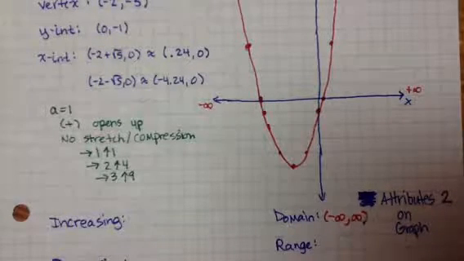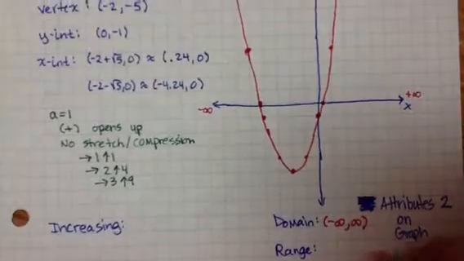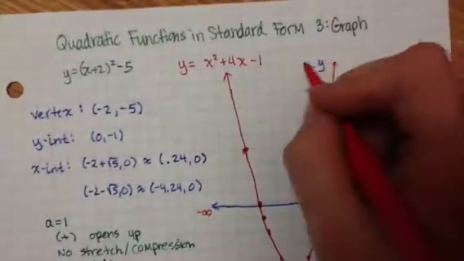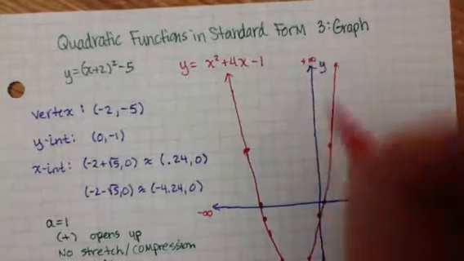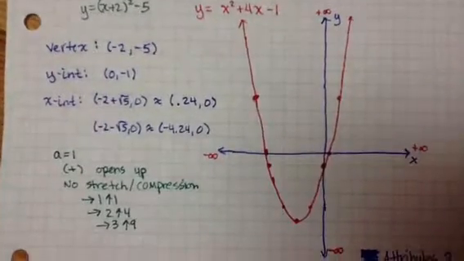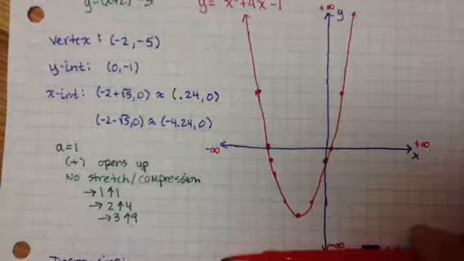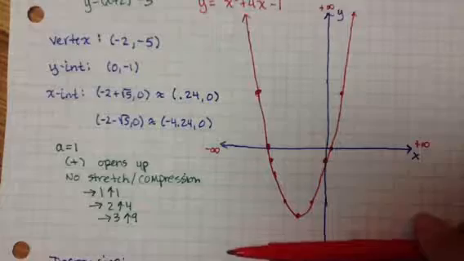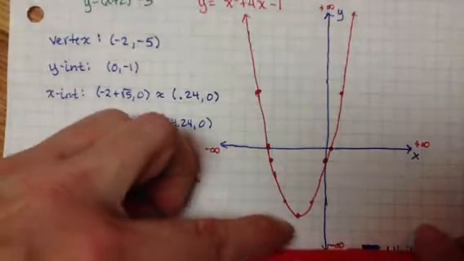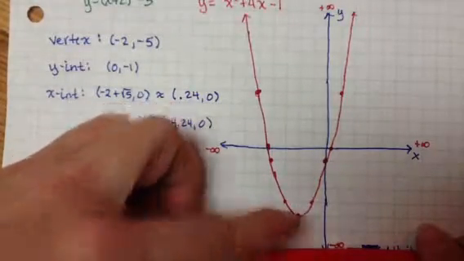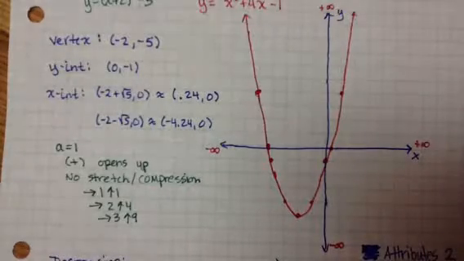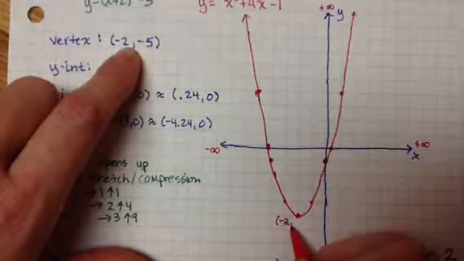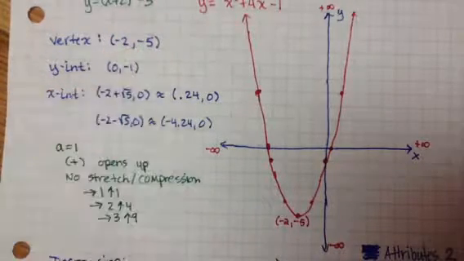Now the range is a different story. For the range, we start reading at negative infinity. The bottom arrow is negative infinity for the y values, and the top arrow is positive infinity. As I scan my graph from bottom to top, is there any graph down at negative infinity? No, there's not. The graph does not start until this point right here, which is the vertex. We already knew the vertex from before was at negative 2, negative 5. So let's label it negative 2, negative 5.